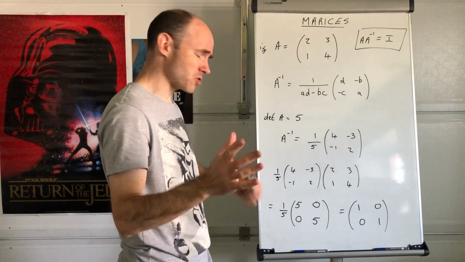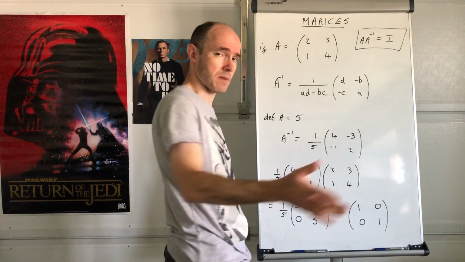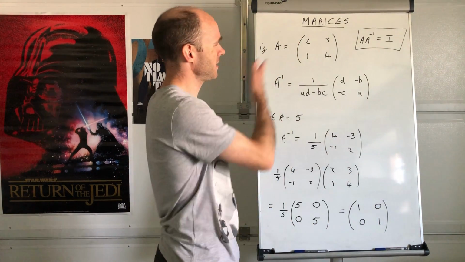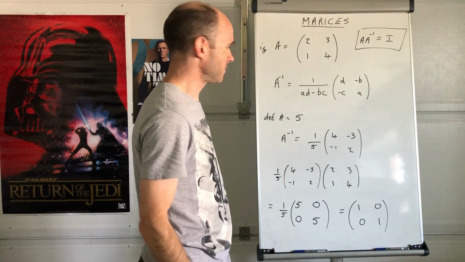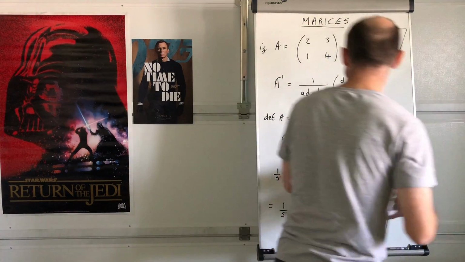So that's our way of checking that this indeed is the inverse matrix. If you want, try it the other way around. If you did that first, multiply by that, you get the same answer. You should get 1, 0, 0, 1. So that's inverse matrices. Did you want to see another example? Why not? Let's just try another one.